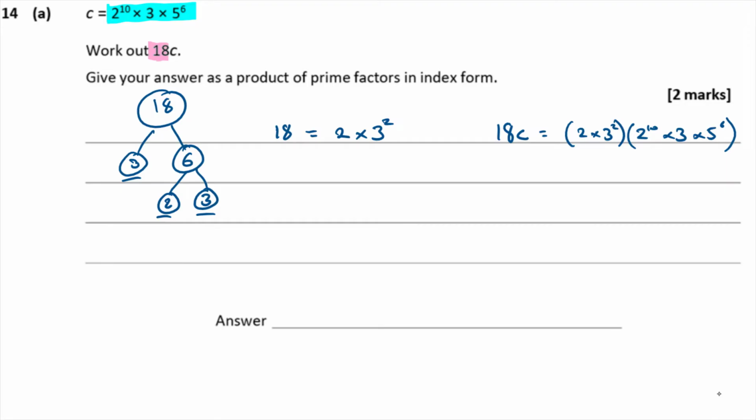Okay, so collecting like things together. I've got a 2 there, and I'm multiplying it by 2 to the 10 here, so that gives me 2 to the 11. And then I've got 3 squared here and 3, which makes 3 cubed. And I've got 5 to the 6, which is just in the second one. So there we go, 2 to the 11, 3 cubed, 5 to the 6. They're showing it with multipliers in the middle, so let me do the same. 2 to the 11 times 3 to the 3 times 5 to the 6.